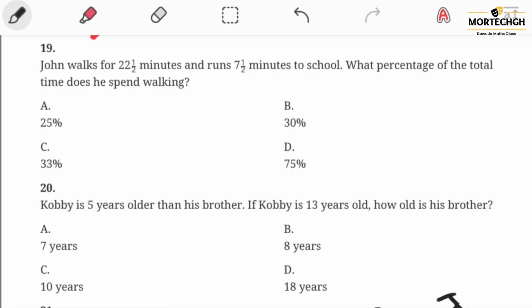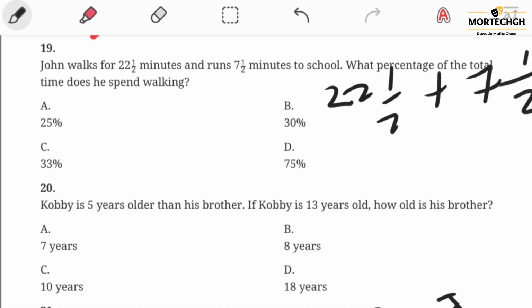Question 19. John walks 22.5 minutes and runs 7.5 minutes to school. What percentage of the total time does he spend walking? So you add the walking time plus the running time, which will give you the total time it takes John to go to school. So if you sum the two, 22.5 plus 7.5 will give you 30. Right? So it takes John 30 minutes to get to school.